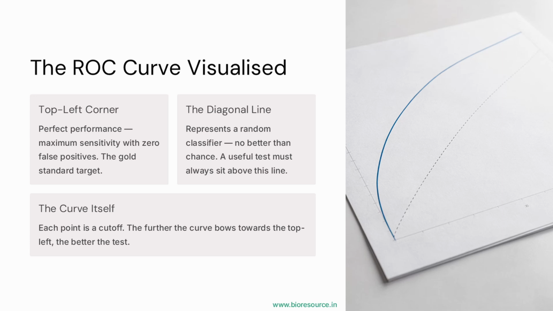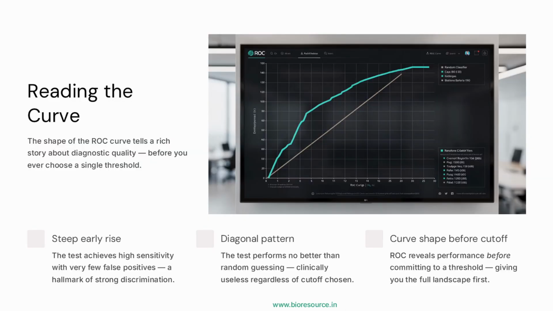The shape of this curve encodes diagnostic strength. A steep initial slope indicates high sensitivity achieved with minimal increase in false positive rate. A curve near the diagonal indicates poor separability. ROC analysis evaluates model discrimination independent of prevalence and threshold.